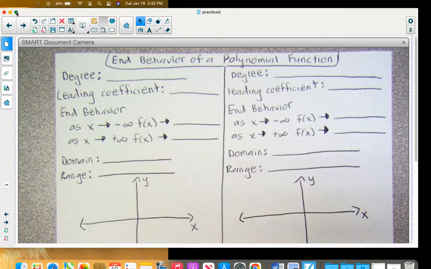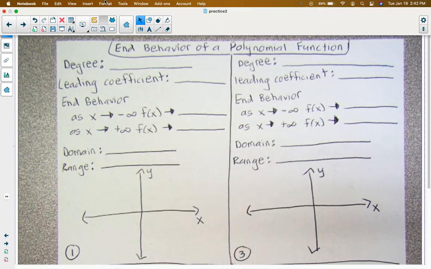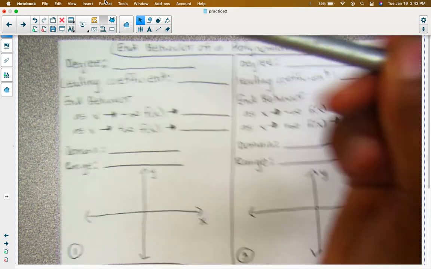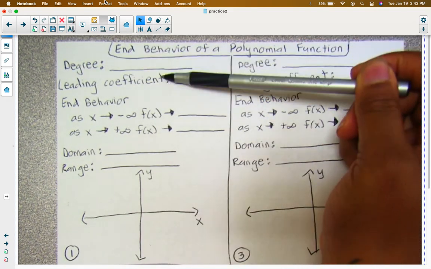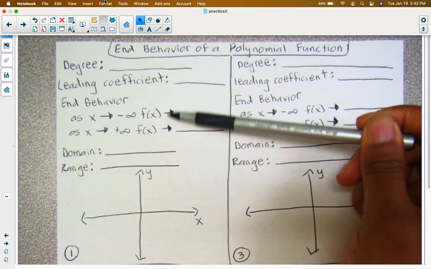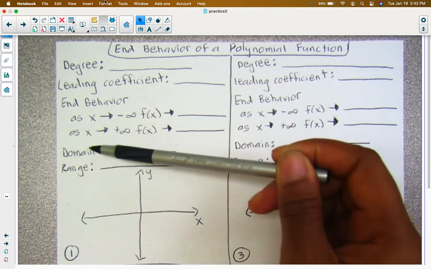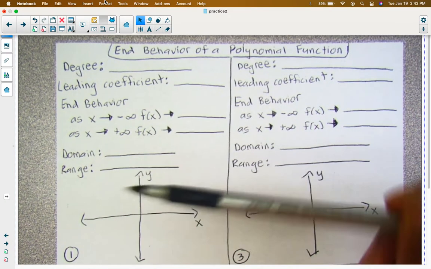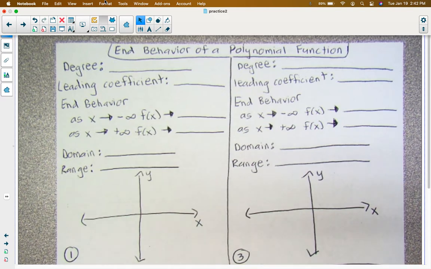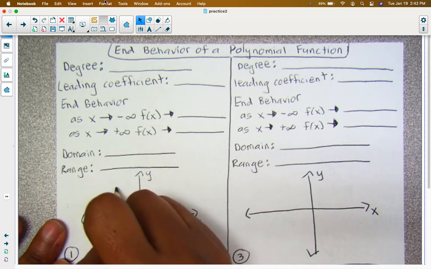All right, we're going to continue looking at polynomial functions. We're going to specifically talk about the end behavior of a polynomial function. So I'm going to draw a graph, and then we're going to go through it, and we're going to state the degree, the leading coefficient. We're going to talk about what end behavior is, and then we're going to state the domain and range for the function. So the first one that I'm going to draw in is a parabola.